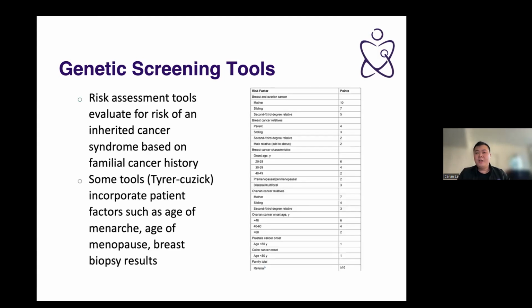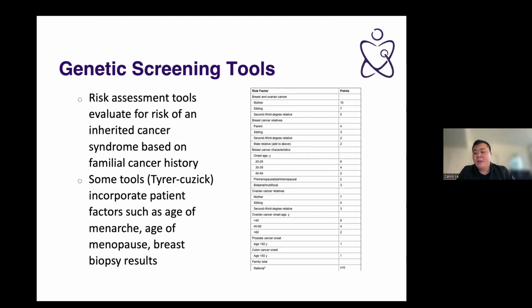On the right side of the screen is a screenshot of the online version of the Ontario Family History Tool, and it basically looks at a patient's family history and assigns points based on the presence of cancers in the family and how close a relation that relative is to the patient. A lot of the tools are threshold based. For this tool, if you score 10 points or more, you qualify for a genetic referral or testing based on elevated risk. For our patient, for example, we use it by relative.